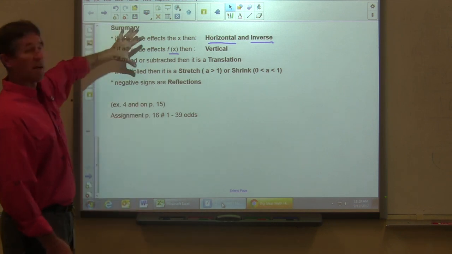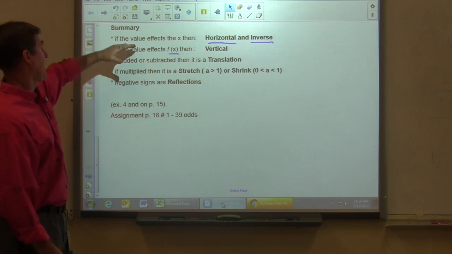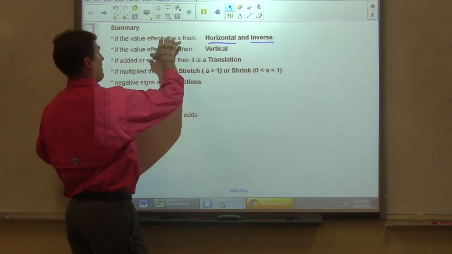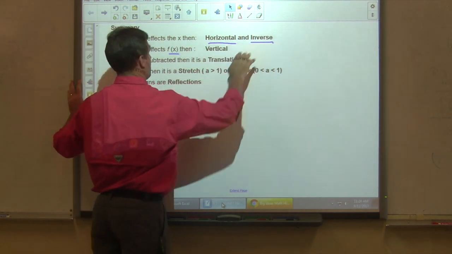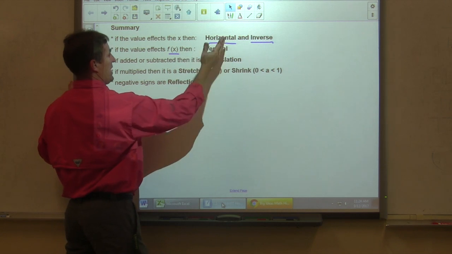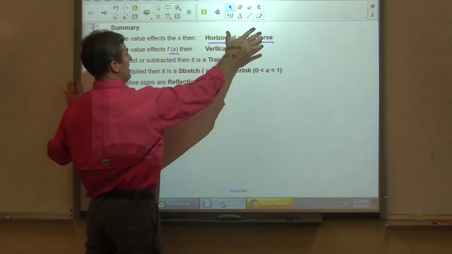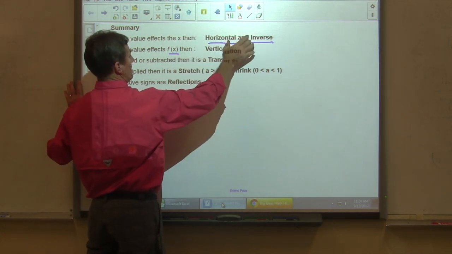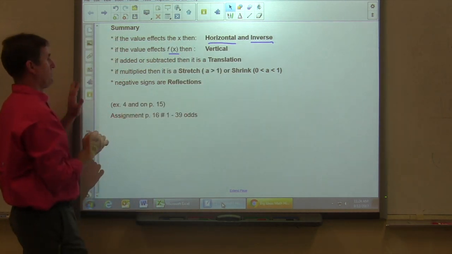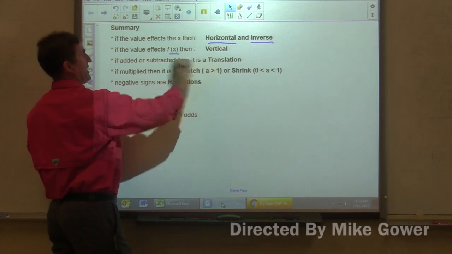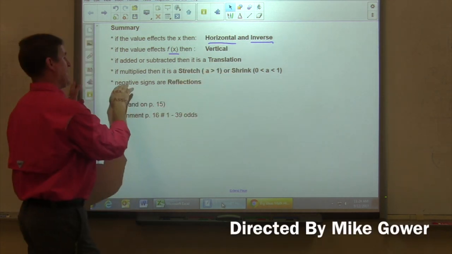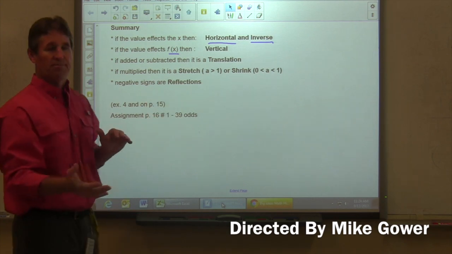This is the key, is the summary. Okay, if we can understand if the value is affecting the x or the whole function. If it's affecting the x, it's horizontal and the inverse. If it affects the whole function, then it's vertical. And again, you can do the same thing the other way. If it's horizontal, we know it's affecting the x, and if it's vertical, we know it's affecting the whole function. If it's added or subtracted, it's a translation. Multiplied is stretch or shrink. And negative signs do the reflections. Okay?